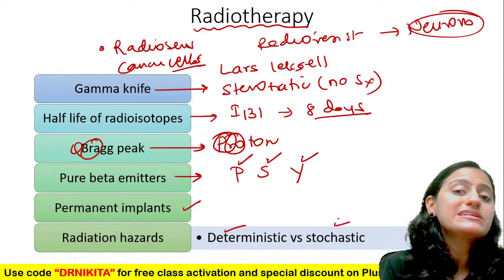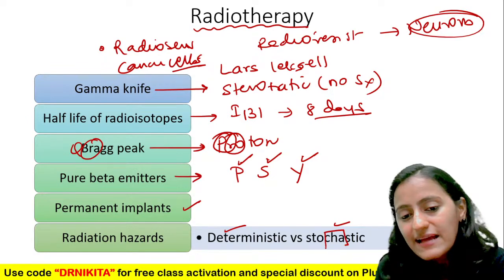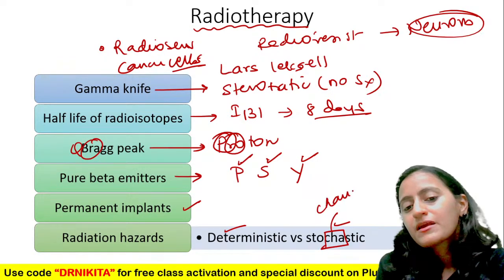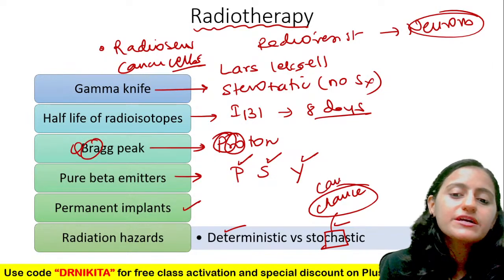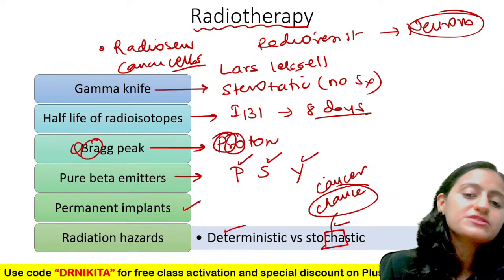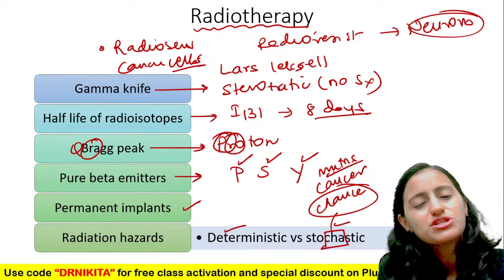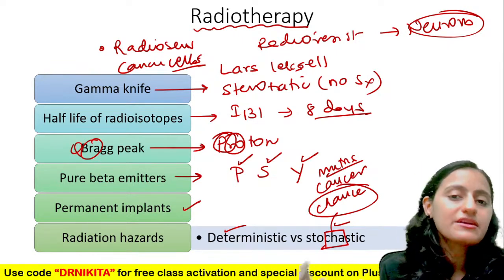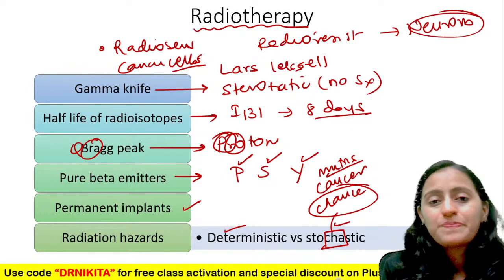How do you differentiate deterministic from stochastic effects? Remember stochastic effect, CHA, basically it occurs by chance. Okay, so what is included here? CACA: cancer, radiation-induced cancer, radiation-induced mutations, congenital malformations. All these are stochastic effects, where you do not know at what dose this side effect will occur.